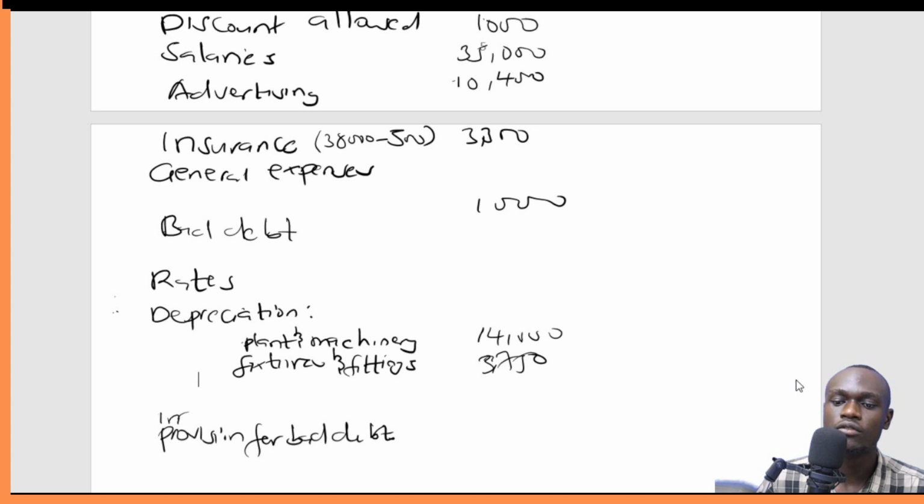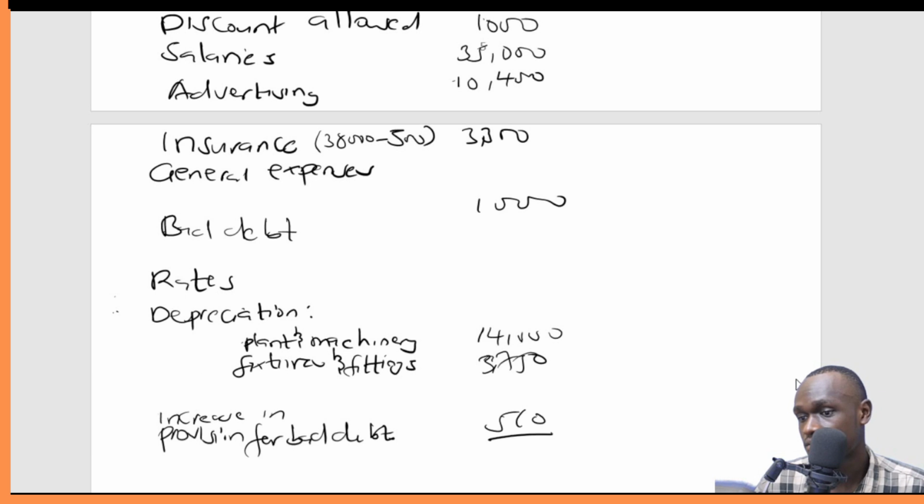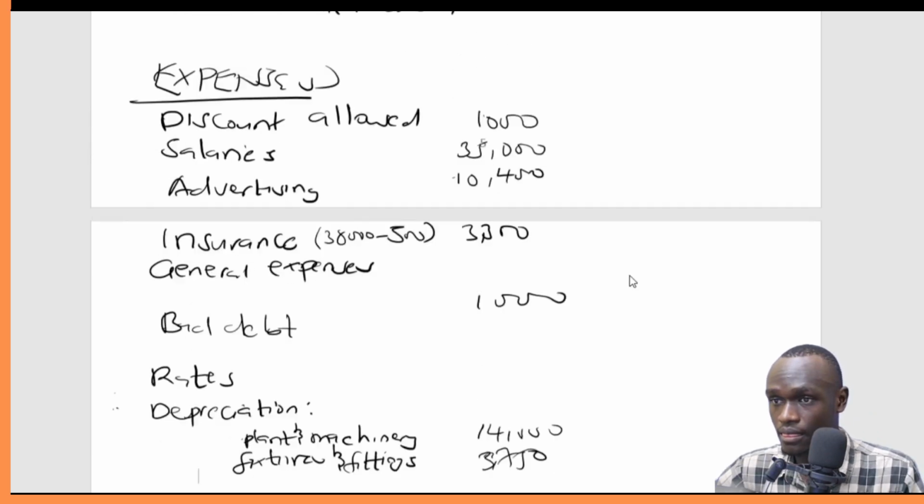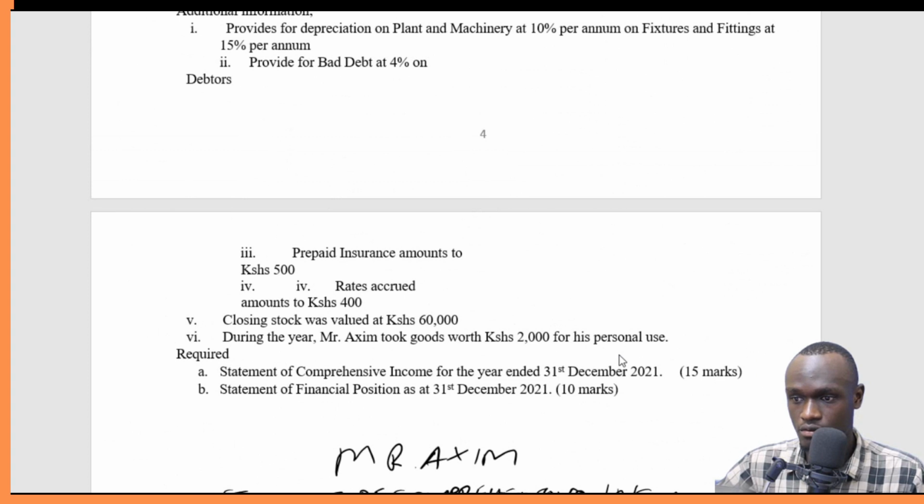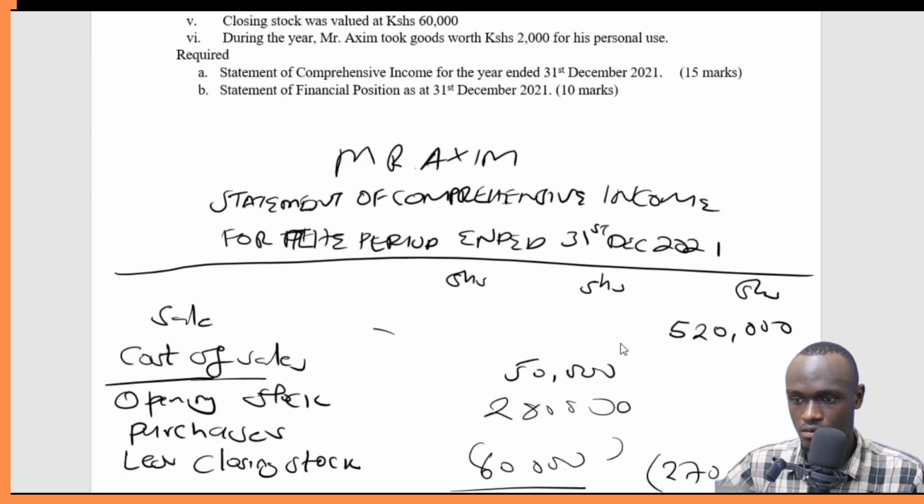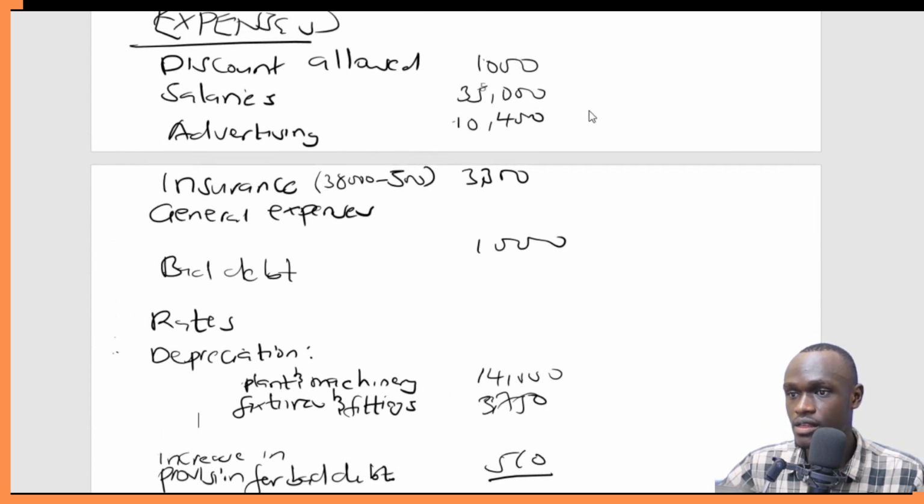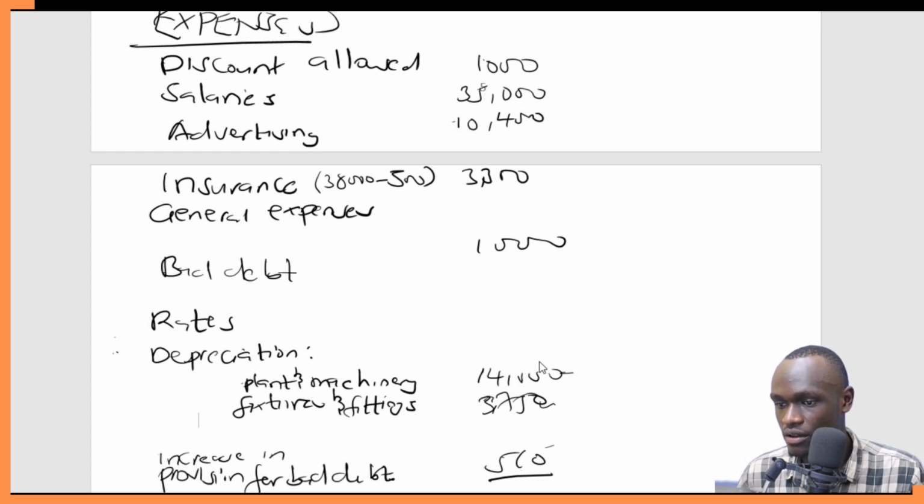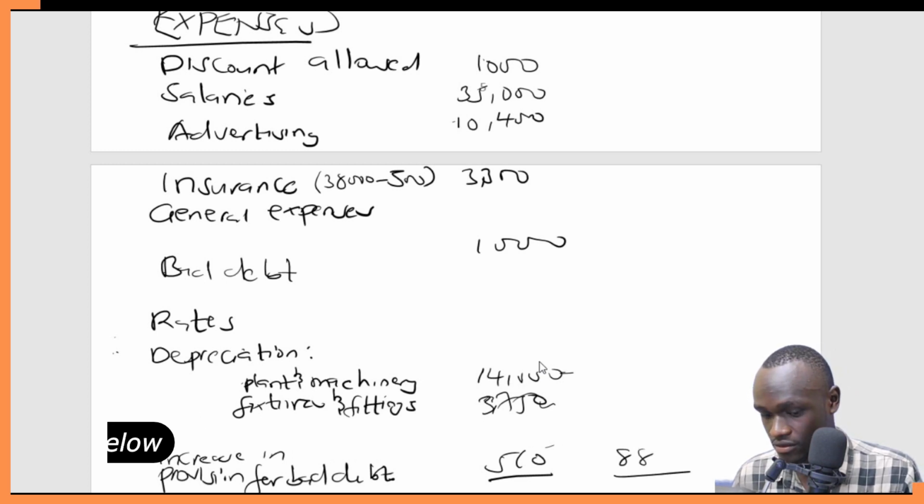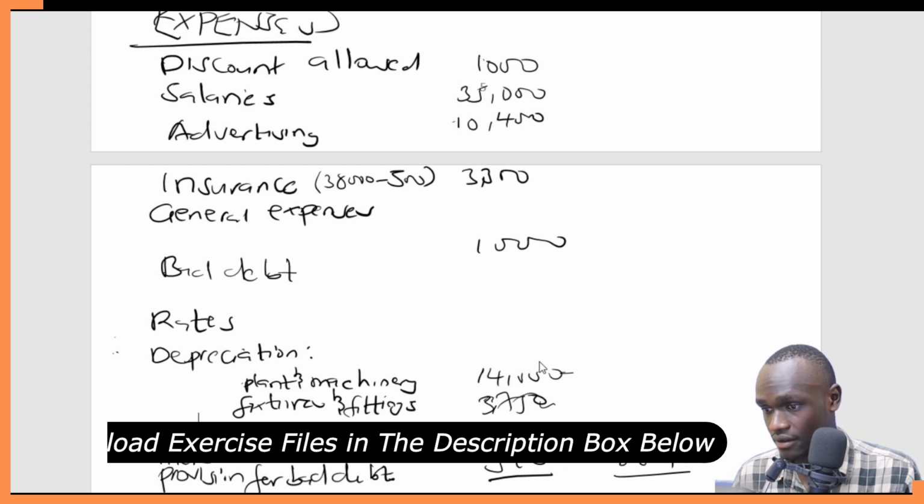So increase in provision for bad debts is 560. So we get the total for the expenses: 1,000 plus 35 plus 10,400 plus 3,300 plus 1,000 plus 14 plus 3,750 plus 60 plus 560. We'll get 88,710.